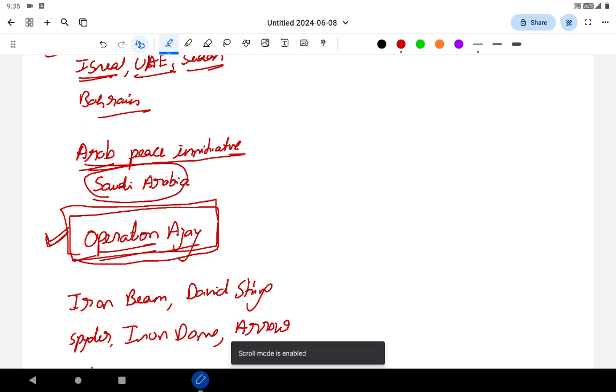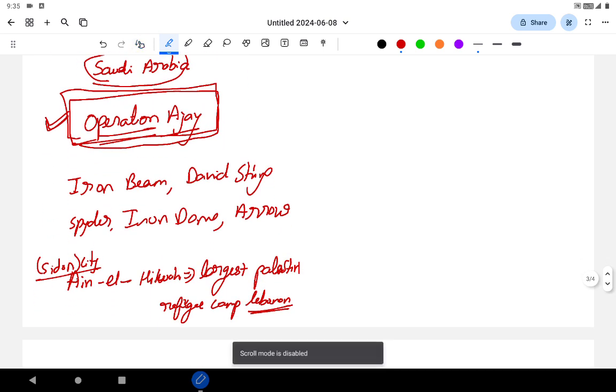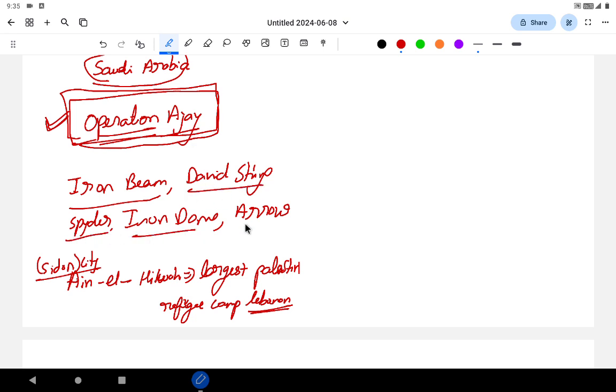There are a few military anti-missile systems: Iron Beam, David's Sling, Spider, Iron Dome, Arrow. These were in the news. These are anti-missile air defense systems of Israel.